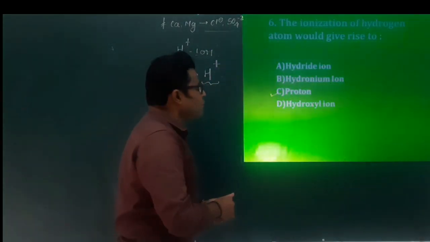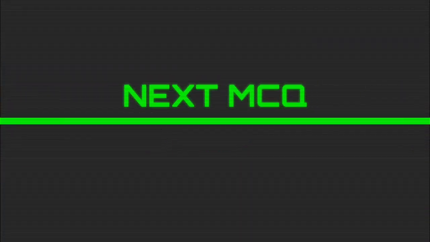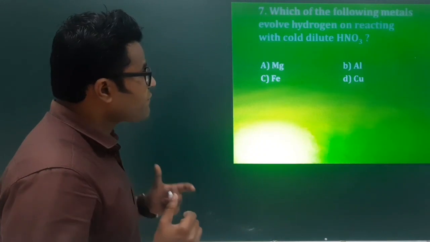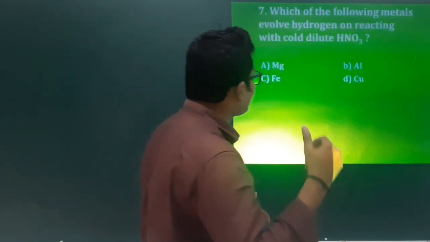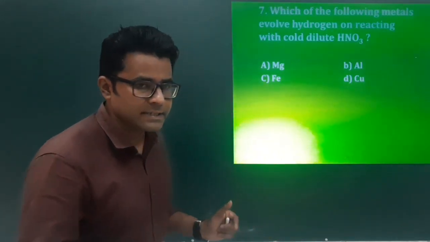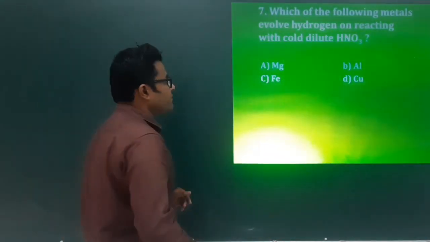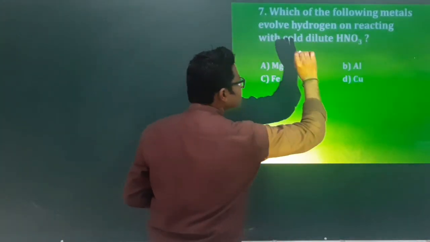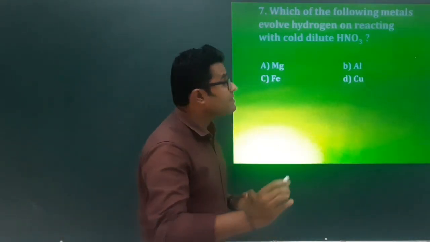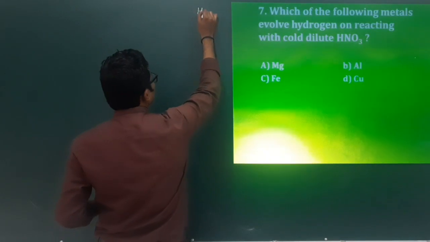Okay, so moving towards the next question, and that's question number 7. Which of the following metals evolve hydrogen on reacting with cold dilute nitric acid? So here, if we observe, if you want to eliminate hydrogen gas, one of the preliminary things is that hydrogen is eliminated in the form of H2.